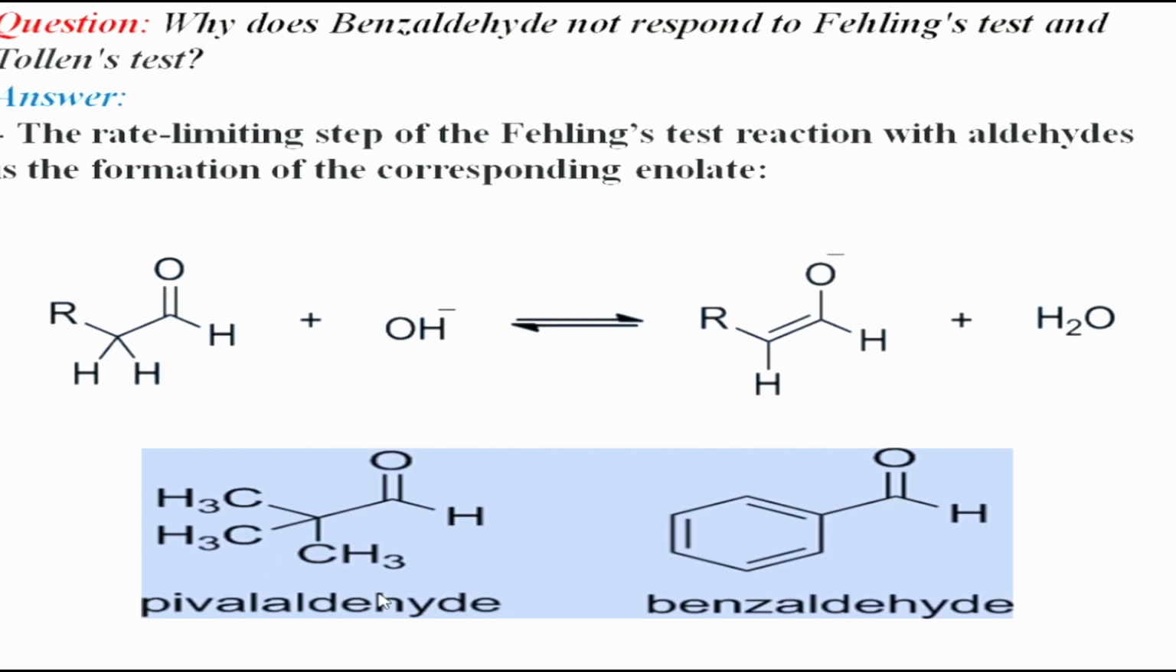In the case of benzaldehyde, there is no alpha hydrogen present. There is no hydrogen on the carbon attached to the carbonyl group, which is called the alpha carbon. So there is no alpha hydrogen on the alpha carbon in the case of benzaldehyde, and that's why no reaction takes place and they do not give the Fehling or Tollens test. This alpha hydrogen is required to initiate the reaction to form the enolate.